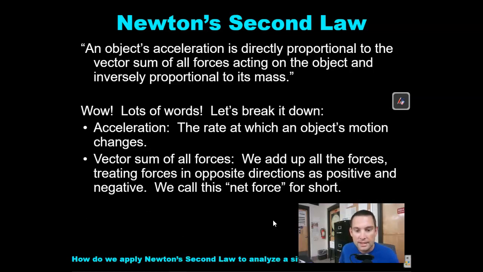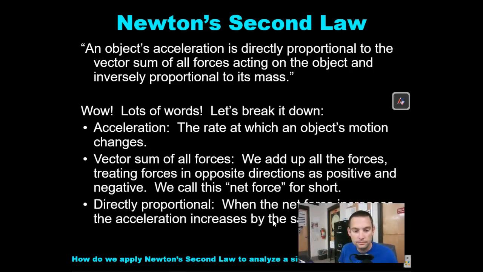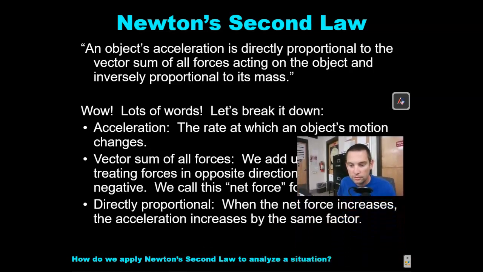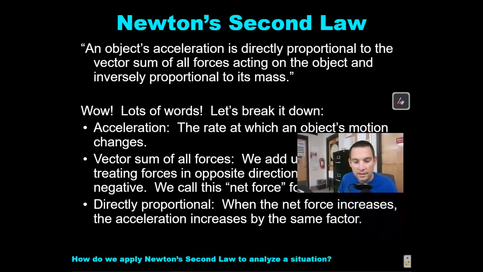Vector sum is the sum of all forces. We add up all of the forces, treating forces in opposite directions as positive and negative, right? We've been using right as positive, up as positive, down as negative, left as negative. We call this net force for short. Directly proportional: when the net force increases, the acceleration increases by the same factor.